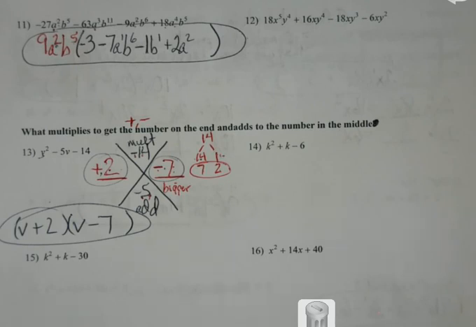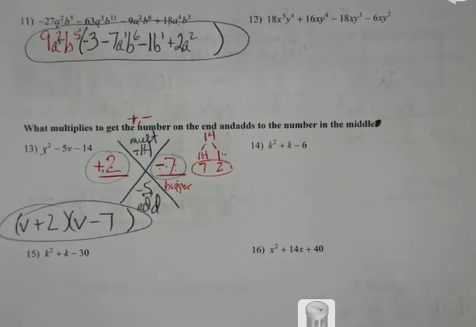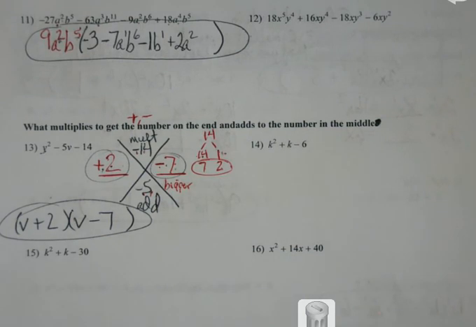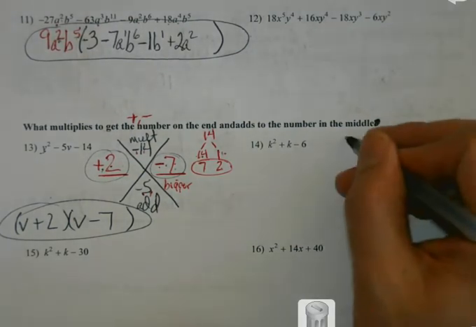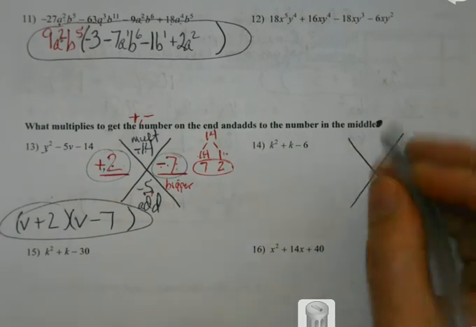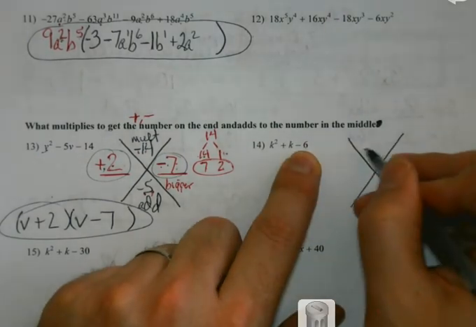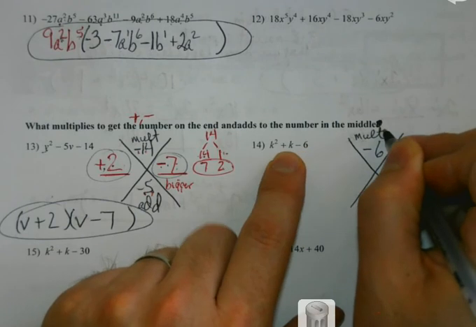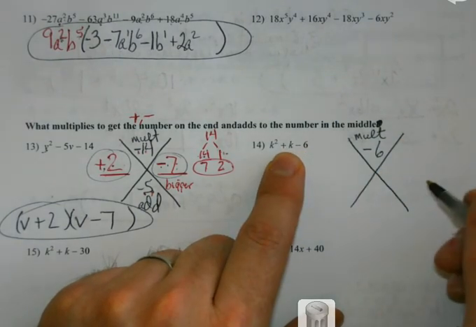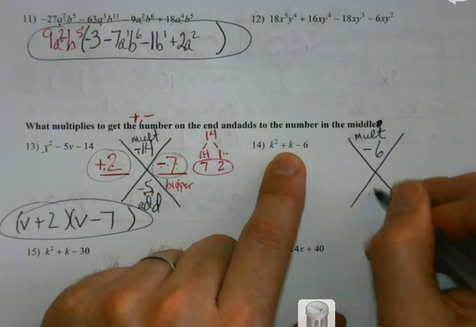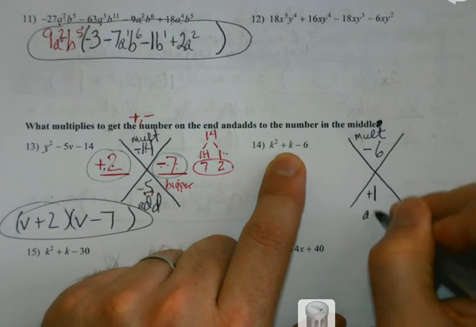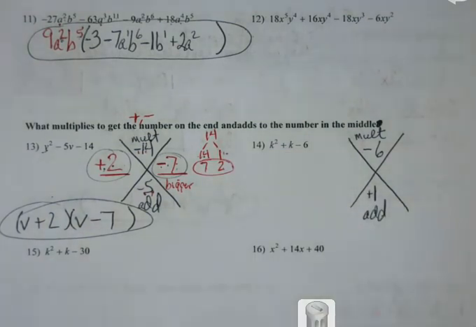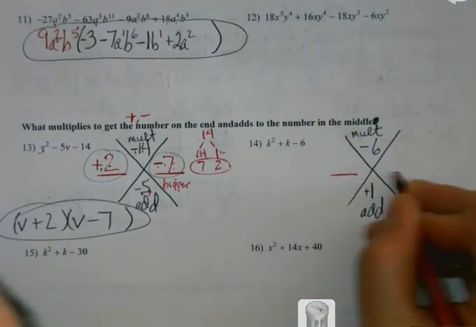And again, for some of you, the diamond will help you. For others of you, the diamond, you're like, do I really have to draw that diamond out every time? You don't have to. But for me, I think a lot of you, it would help just because it's more visual for some of you. But I'm always multiplying to get the number on the end. And what number is there in the middle if I don't see one? 1. Positive 1.